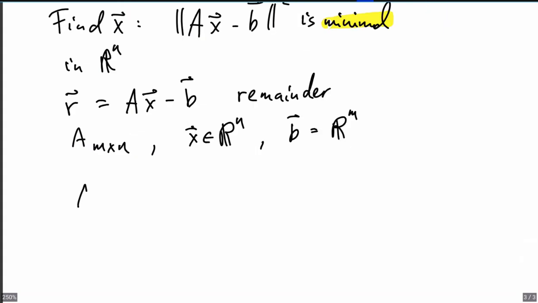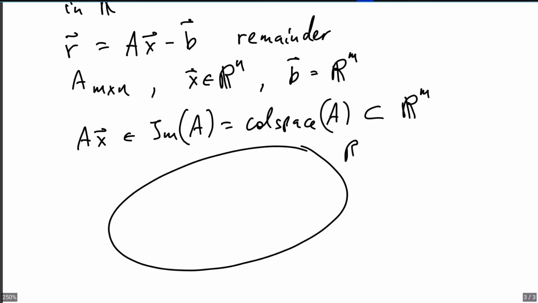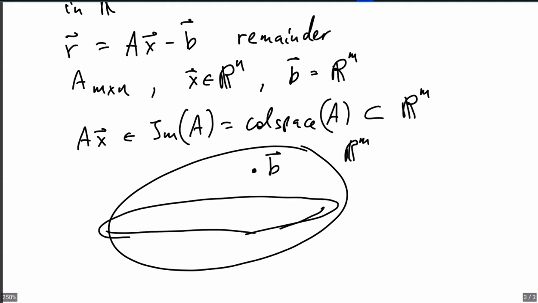And what we have is that Ax is an element in the image space of the A matrix, or we can also say that this is the column space of A. This is a subspace of R^m, showing a similar picture as before. We have the R^m space, we have the b vector, and then a subspace of this is the column space, or the image of A.